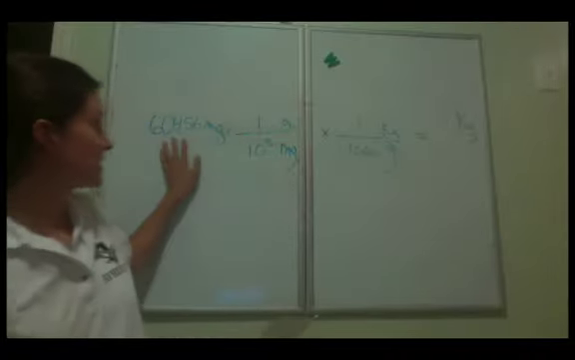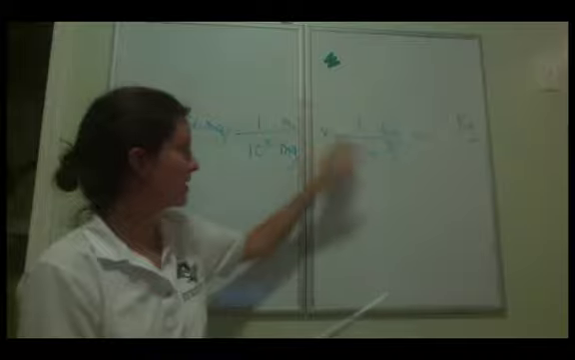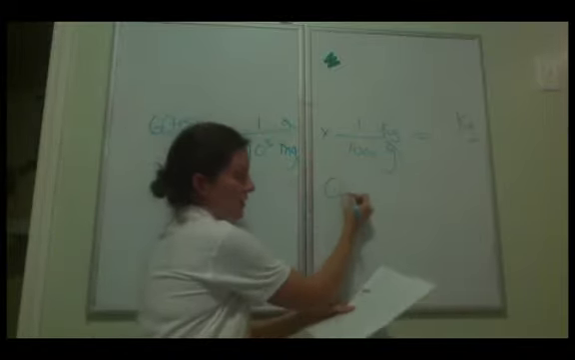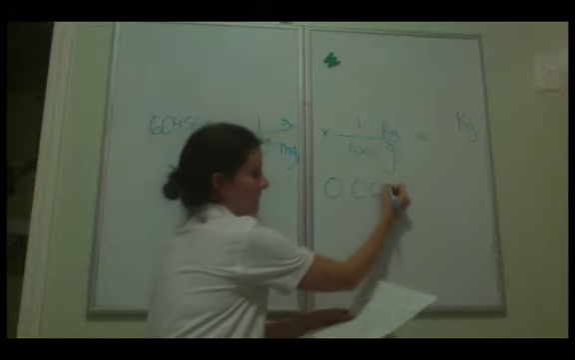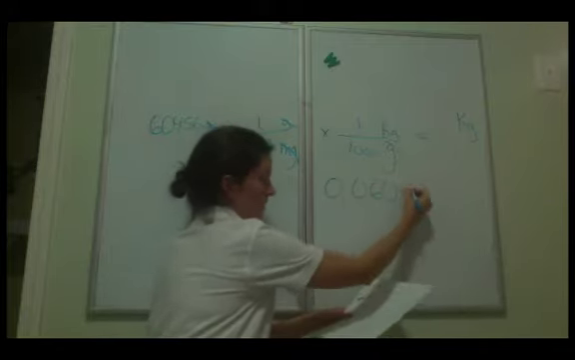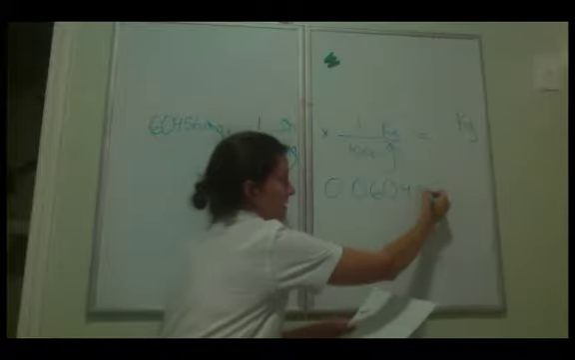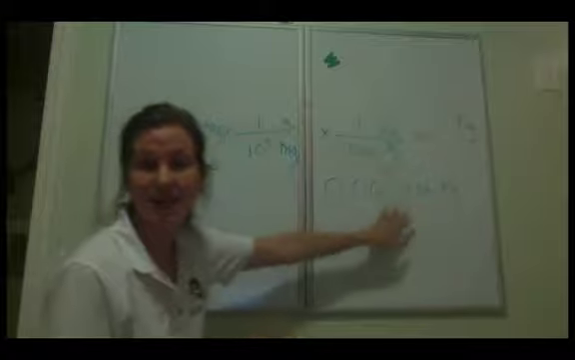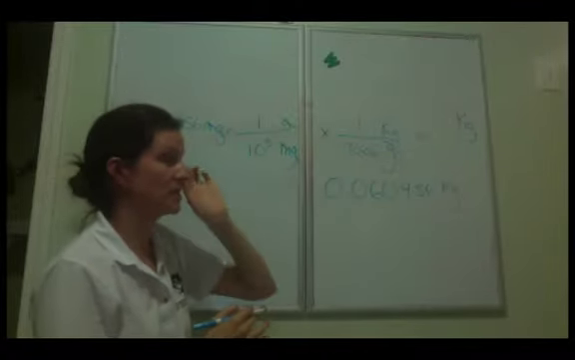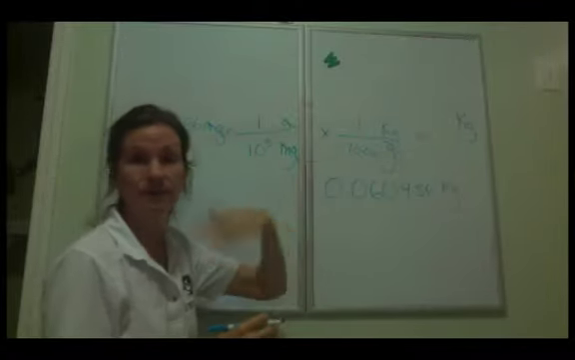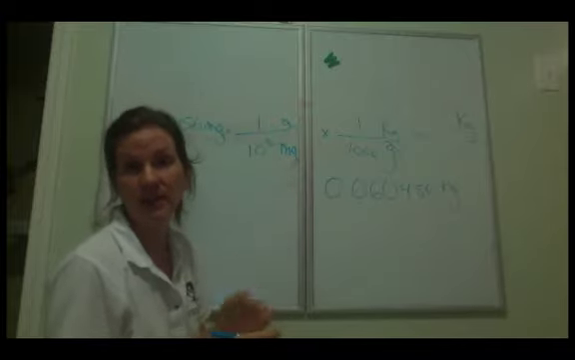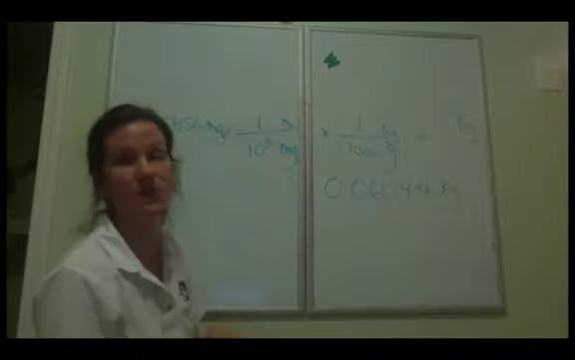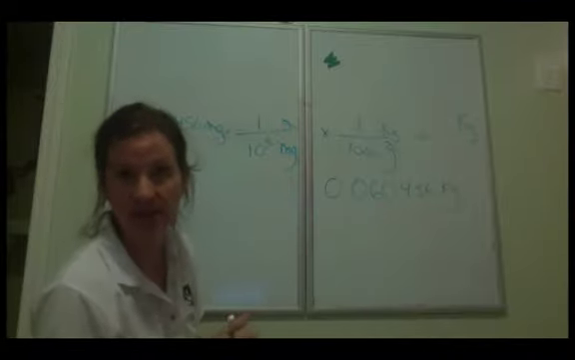So if you take this number divided by 10 to the 3 divided by 1,000, you will get a final answer of 0.0604. Sig fig wise, again, what goes in comes out. You don't have to consider your conversion factors at all in your final rounding. So since this one has 5 significant figures, your final answer will also have 5 significant figures.